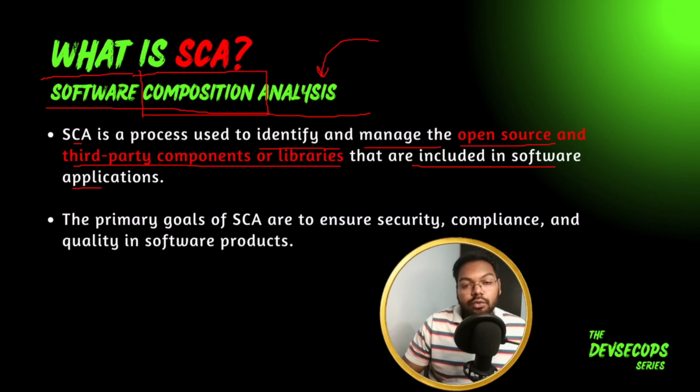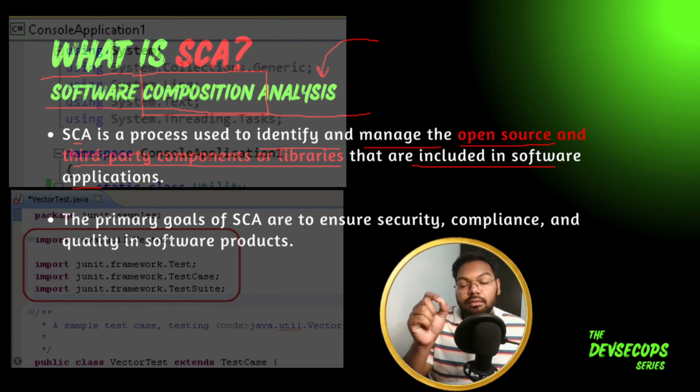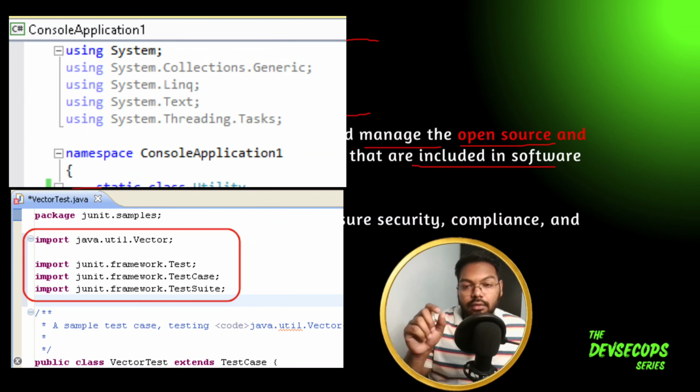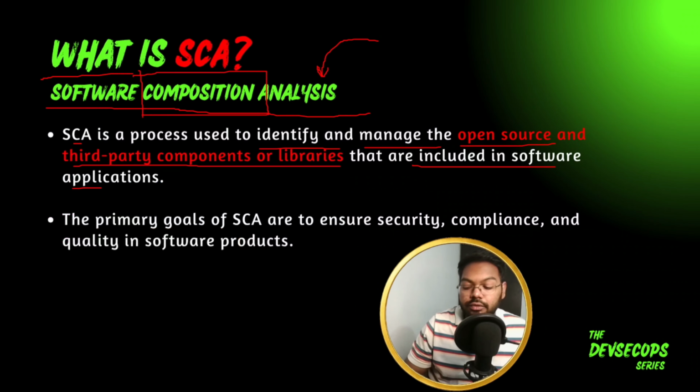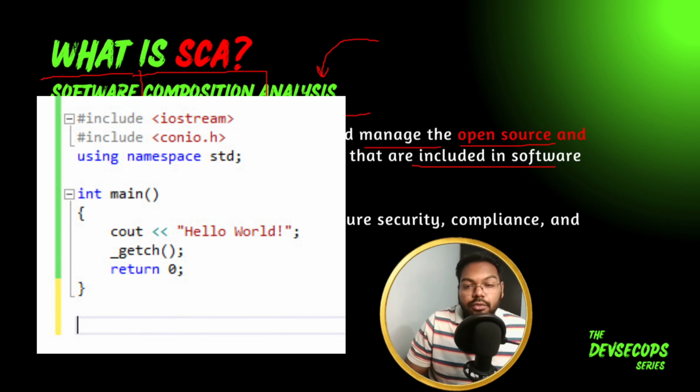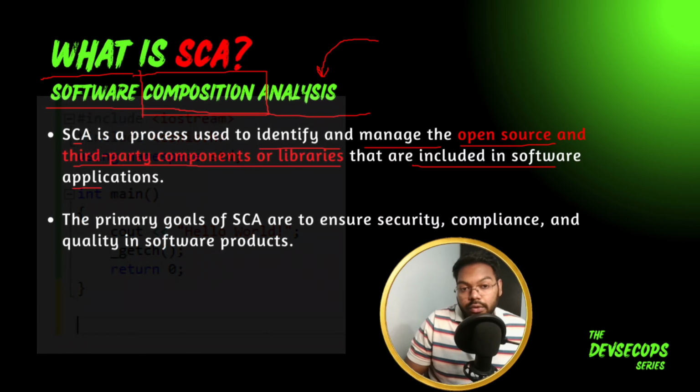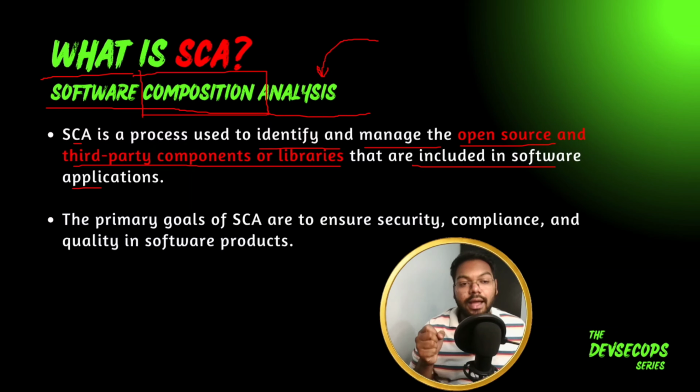Whenever you start writing code, you write some import statements, or use using in terms of C sharp. If you have done C++, you do hashtag include. So what are we doing? We are importing certain libraries into our project, and then we are consuming them as a part of our code base.